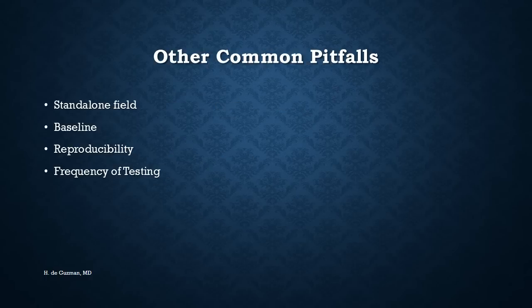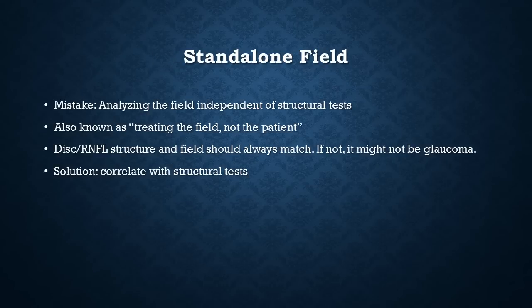Other common pitfalls when interpreting perimetry results are interpreting the visual field alone without correlating it with the structural tests, not getting a proper baseline, not checking for reproducibility of the results, and improper frequency of testing. So we must never try to analyze the field independent of the structural tests. The visual field should always match the appearance of the disc and the RNFL. If it doesn't, then it might not be glaucoma.